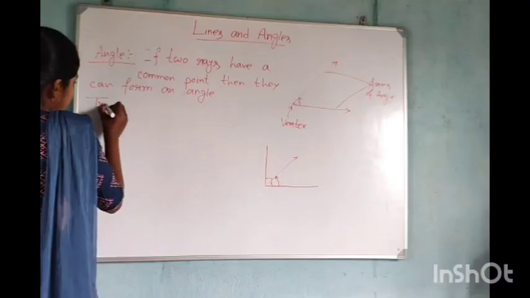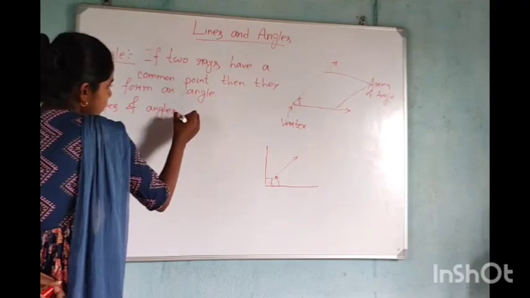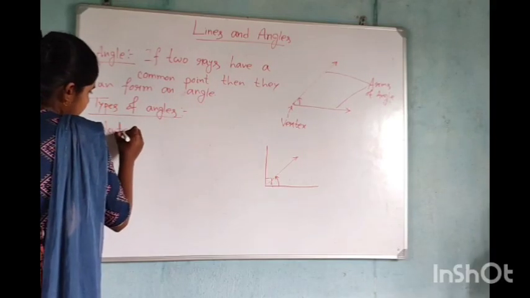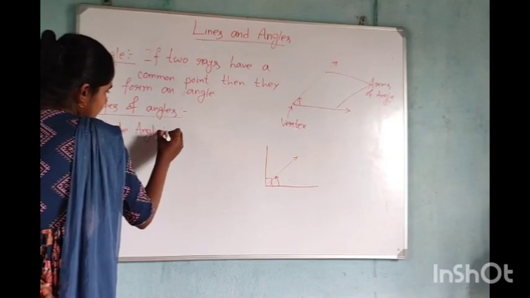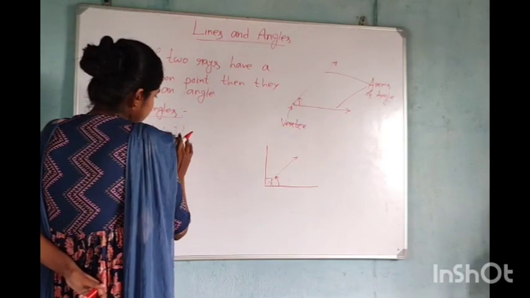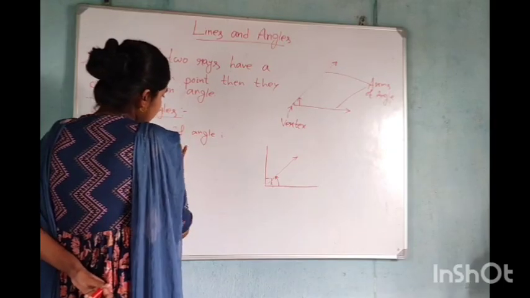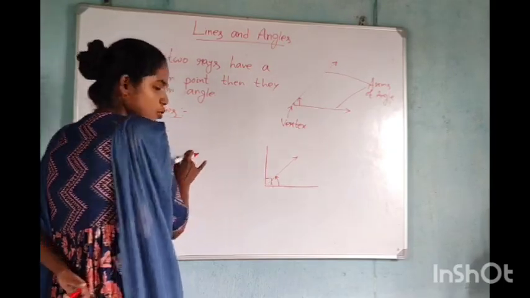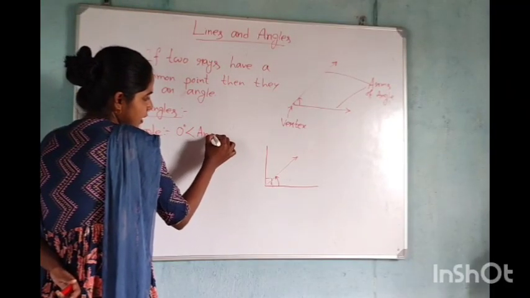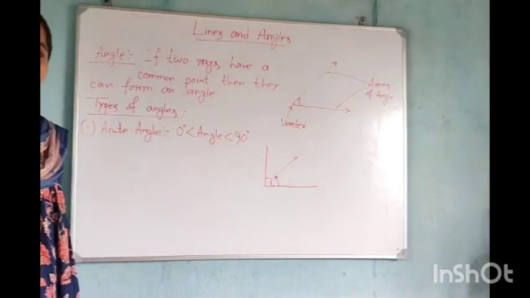Types of angles. First one is acute angle. If the angle is... you write in your note, I am writing in short, okay? If the angle is greater than 0 degree and less than 90 degree, then it is called an acute angle, okay?